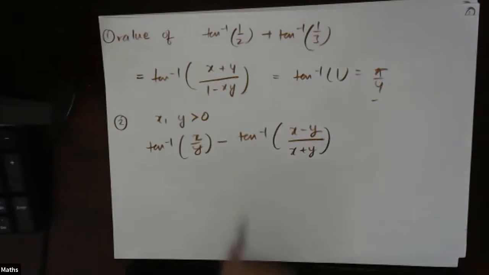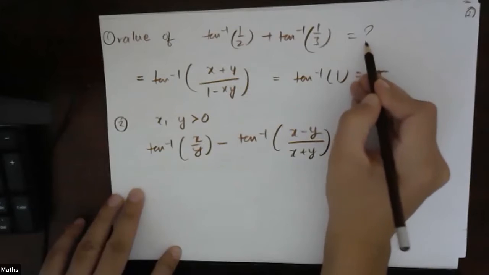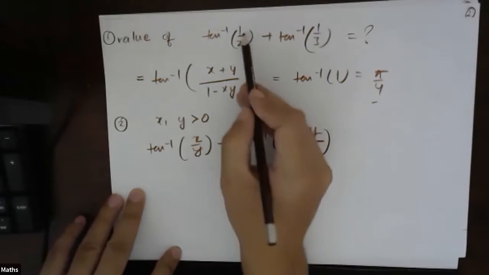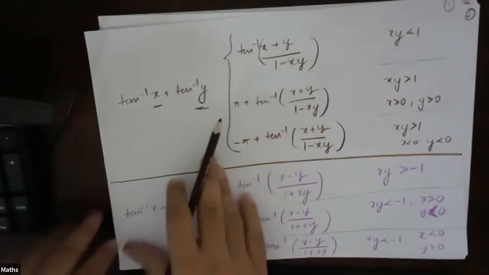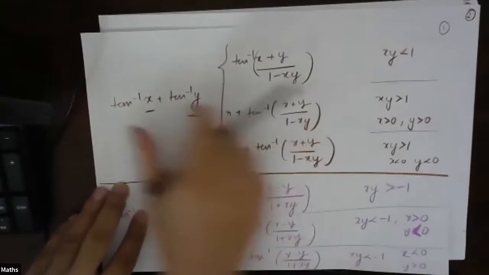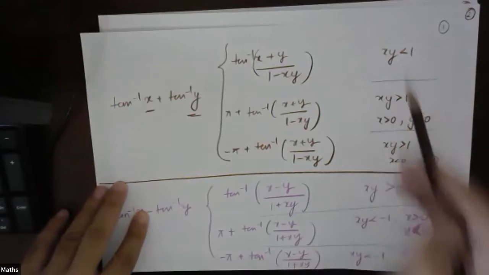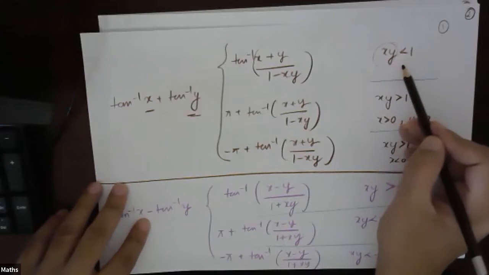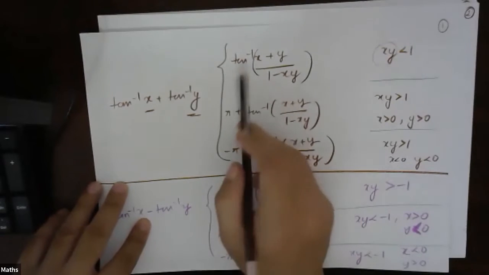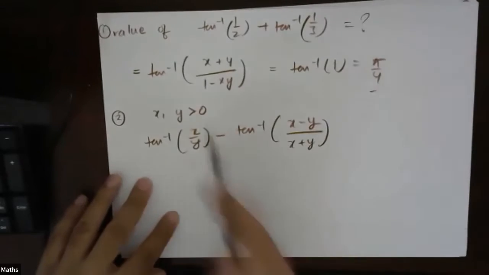Yes, pi by 4 is correct. See, in the first question, they are asking you to find the value of this. If you look at the property, this is tan inverse of x plus tan inverse of y, right? And these properties will be used depending on the values of x and y. So if you multiply x and y, and if xy is less than 1, then you can simply put tan inverse of x plus y upon 1 minus xy.